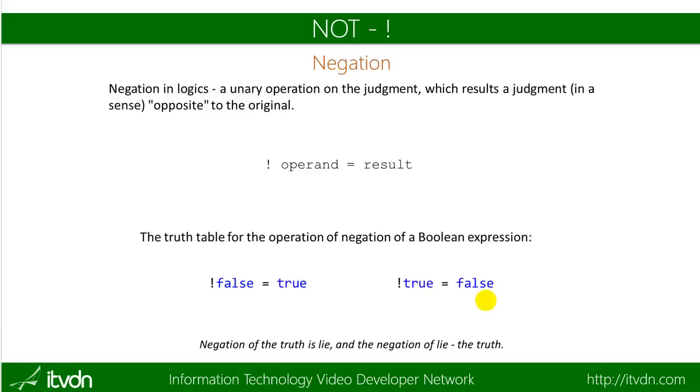This is very easy. If something is not true, then it must be false. If it's not false, then it must be true. So negation of the truth is a lie, and negation of a lie is the truth. That's all. It means if it's not true, it's false. If it's not false, it's true. There is nothing to this. It's the easiest one here. Let's move to the next slide and see binary negation.